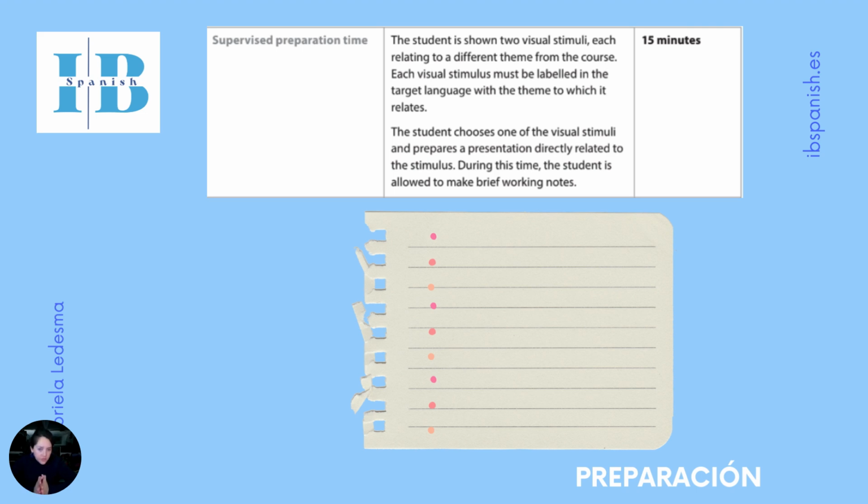a presentation, first of all. Before the presentation, you have 15 minutes to prepare. You will be given two pictures, you have to choose one and start preparing. During this period, you will be invigilated, but you have the chance to take notes, around 10 bullet points that are supposed to guide you through your presentation.